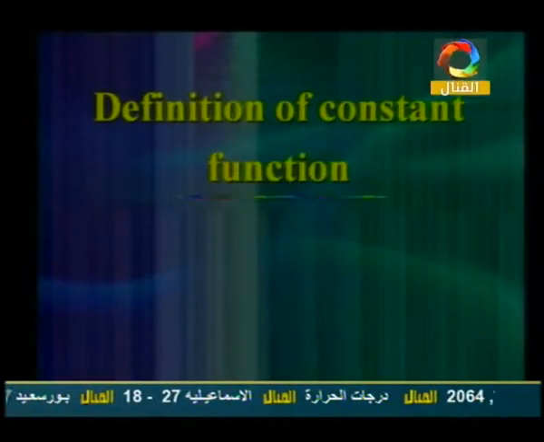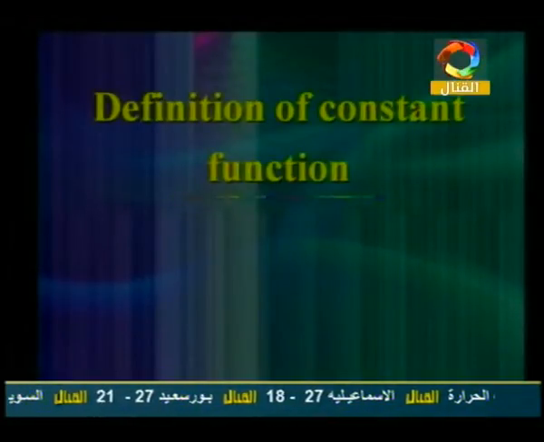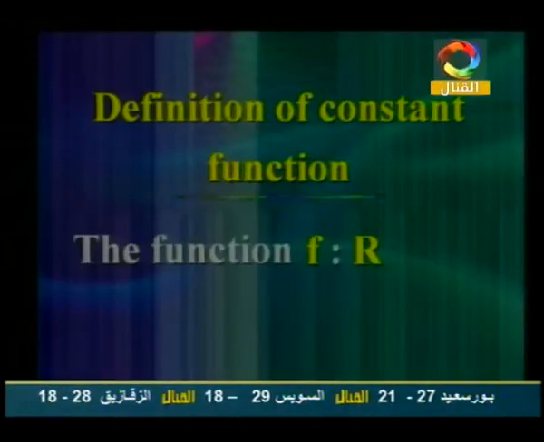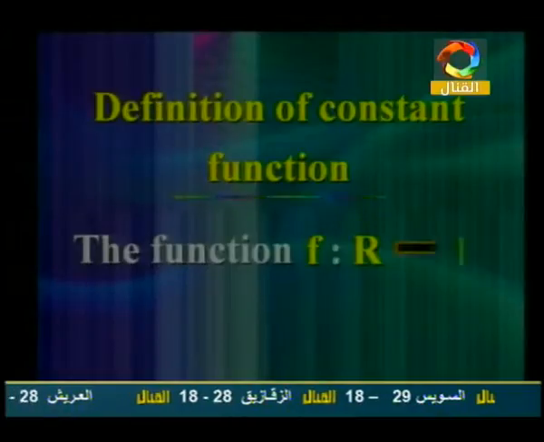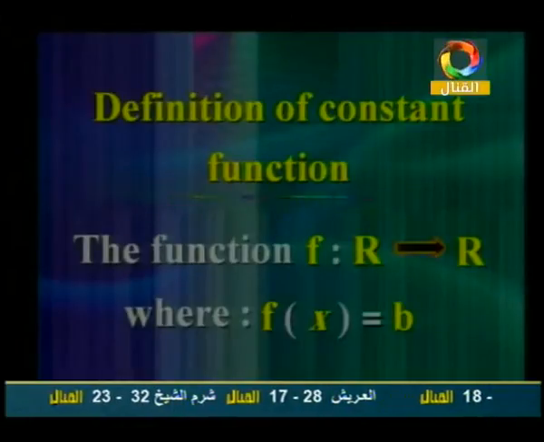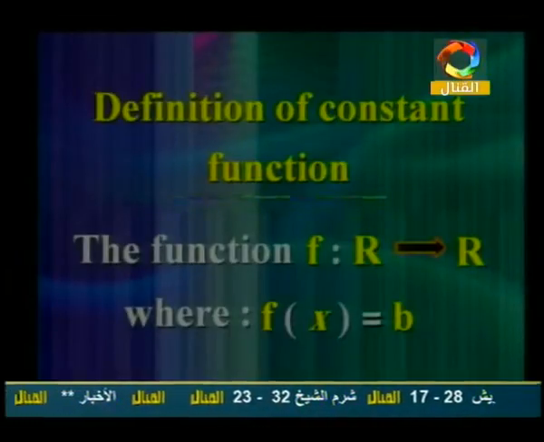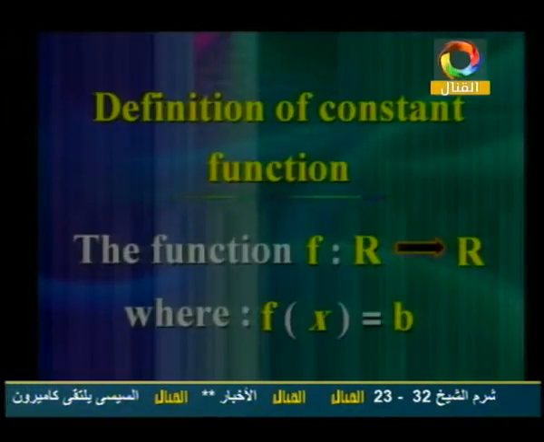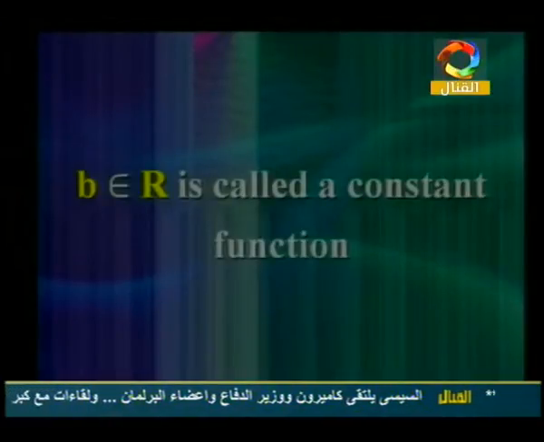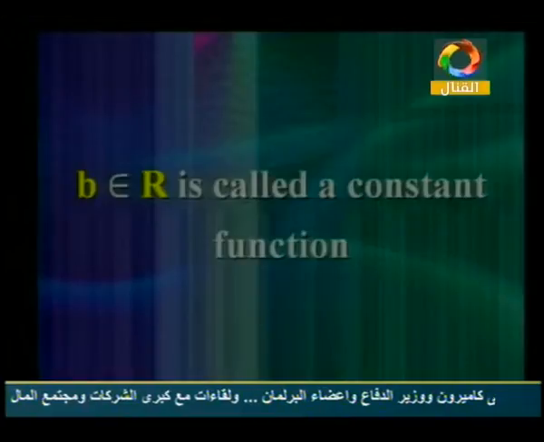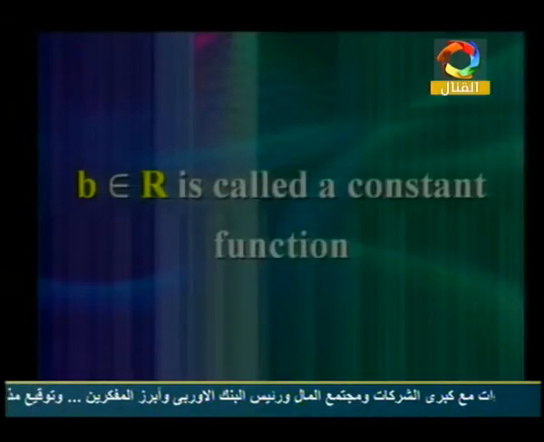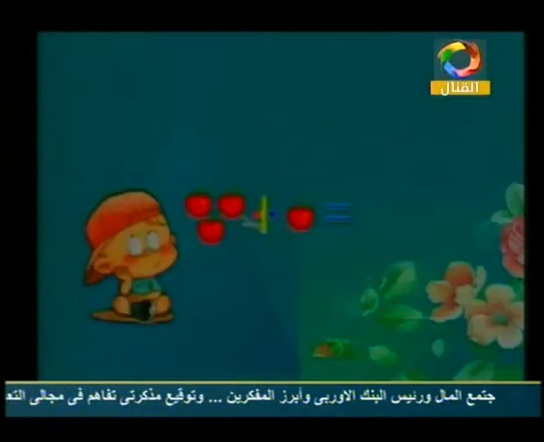Second, definition of constant function. What do you mean constant function? The function f from R to R, where f of x equals b, the absolute term b, where b belongs to R, is called a constant function.